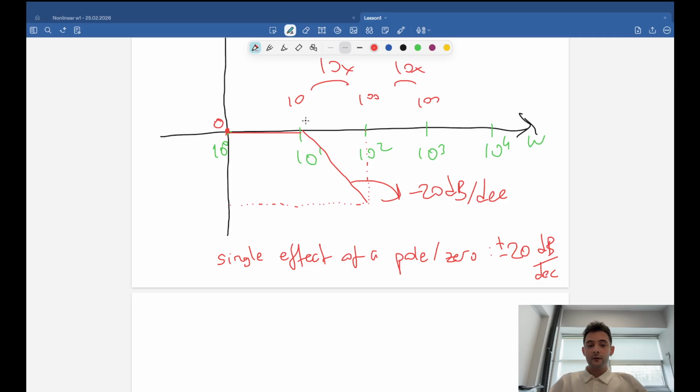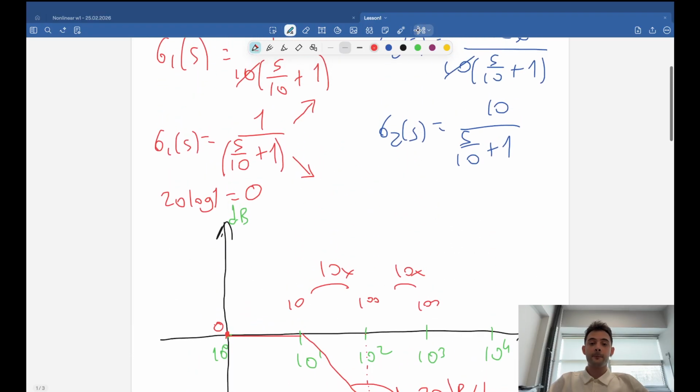So we went a decade from 10 to 100, and this is minus 20 decibels per decade. So if you started from 0, this is going to be minus 20, right? Minus 20 decibels. Okay, this was simple.